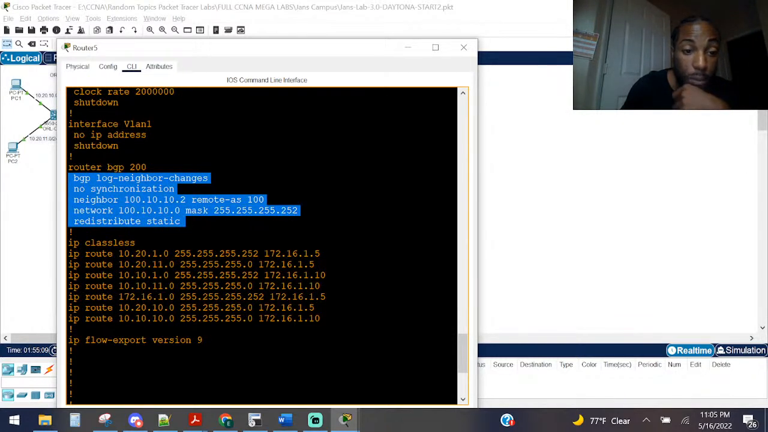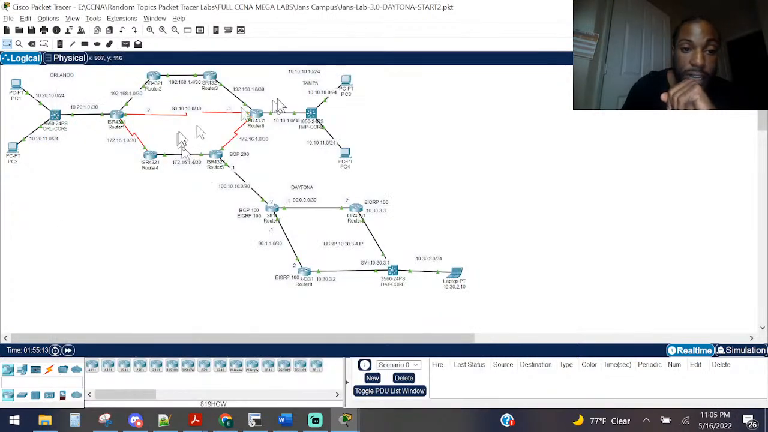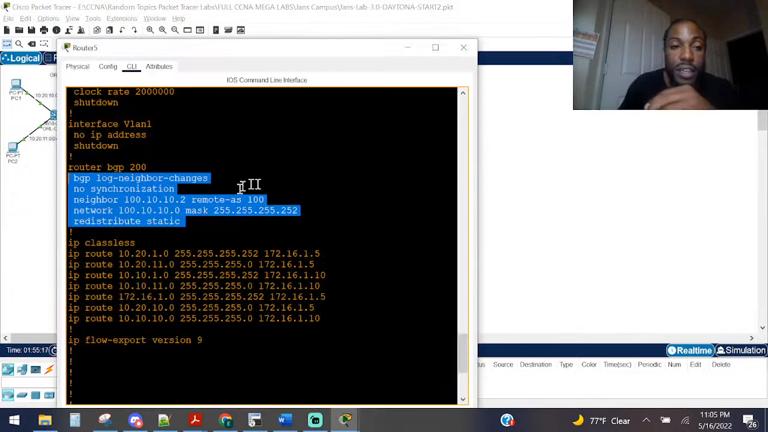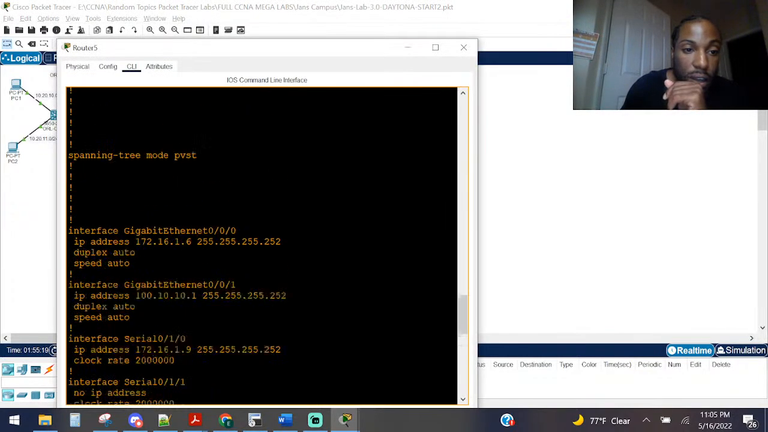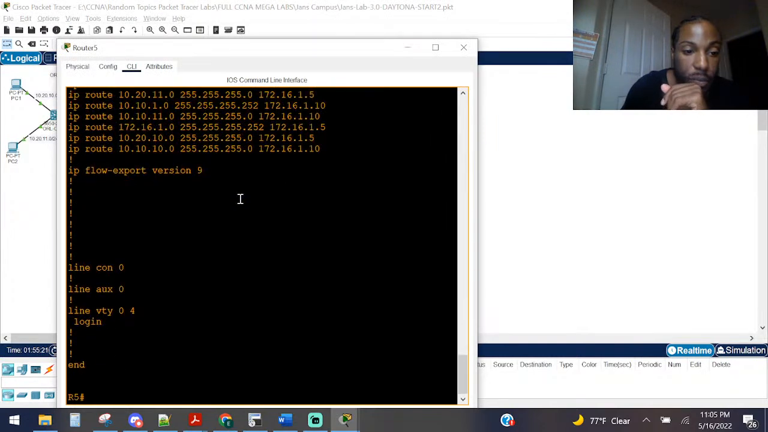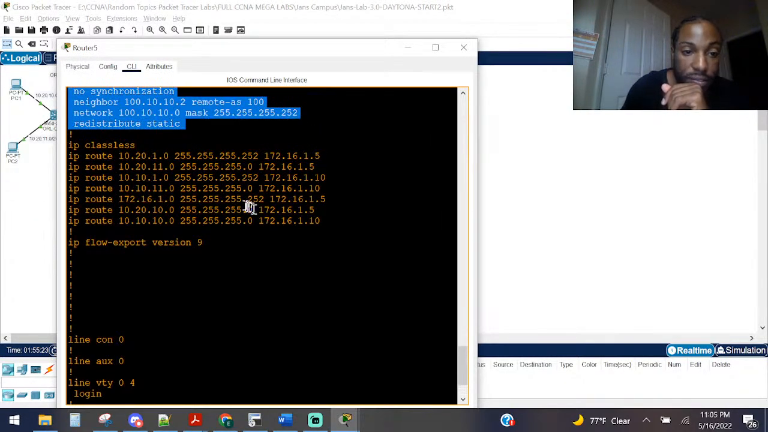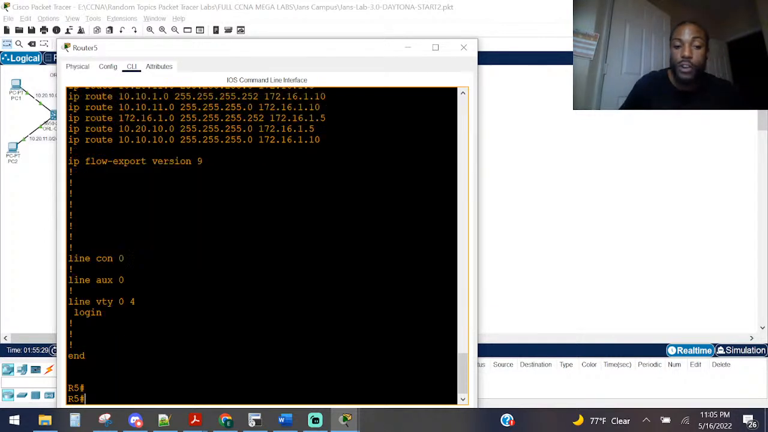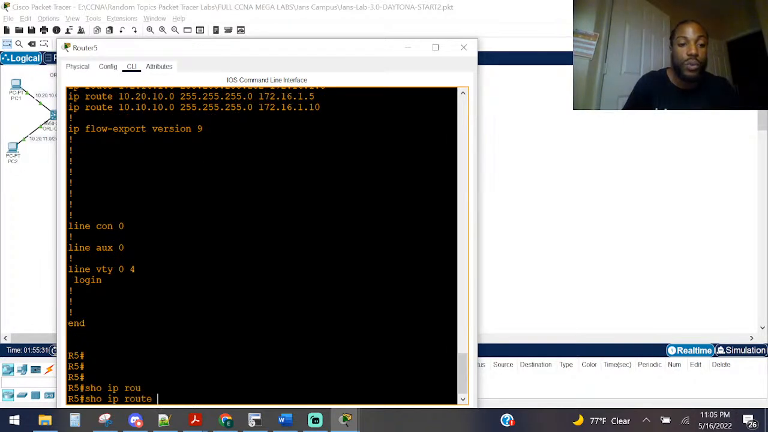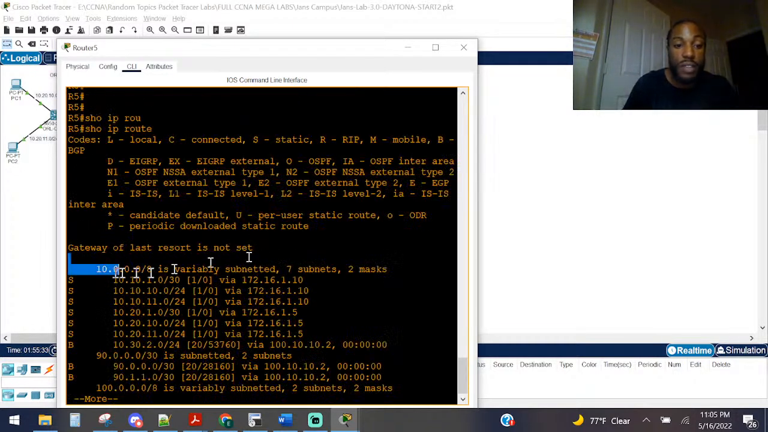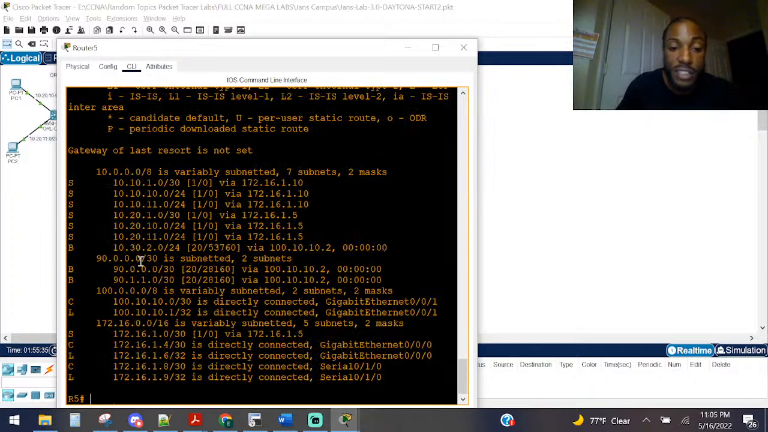All I'm doing is redistributing static routes, right? So basically, the static routes that are back here, I'm injecting them into BGP, so that's fine. He said to get to the 10.30.2.0 network, he doesn't have a static route. The way he learned about it, let's do a show ip route. See, gateway is not set, but I should see if it even worked, right?